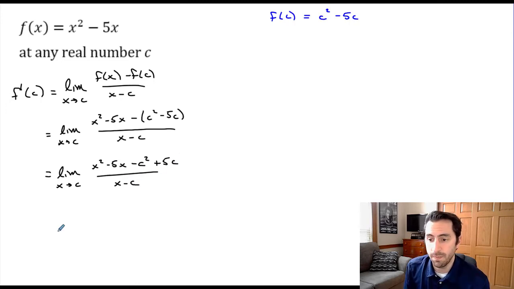And notice again that if I want to evaluate this limit, I cannot just plug in c. I would end up with an indeterminate form on this one as well. So just like we did in the last example, when we were evaluating for a specific number, we need to try and simplify this. So the first thing I'm going to do is rearrange the numerator a little bit. I'm going to take these two squared terms and group them together. So we have x squared minus c squared, and then I'm left with the minus 5x and plus 5c.